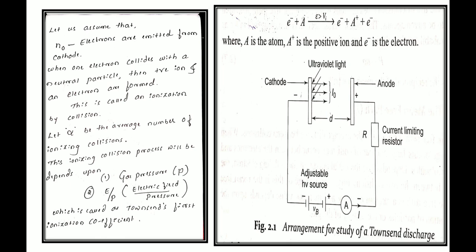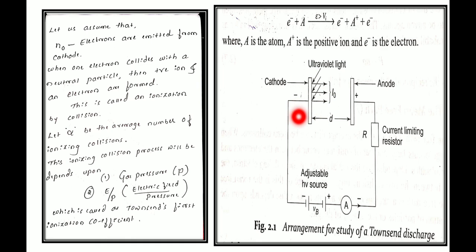So let us assume, first, that n0 number of electrons are emitted from the cathode here. After the application of the high voltage, the electrons start moving. We don't know how many electrons are going to be emitted from this cathode, so for that purpose, let us assume that initially n0 number of electrons are emitted from this cathode.